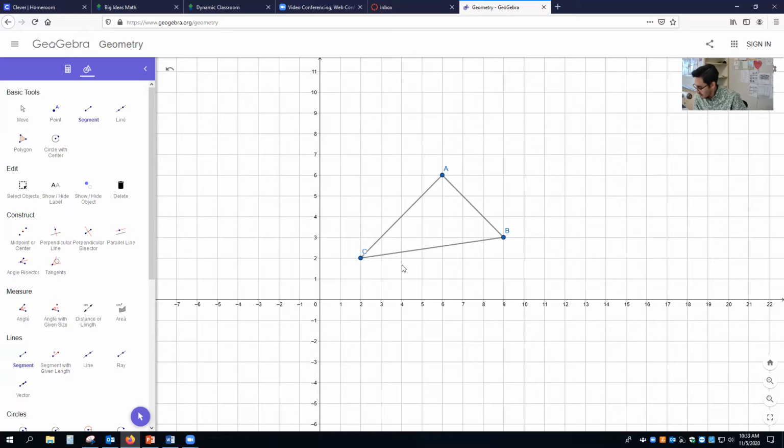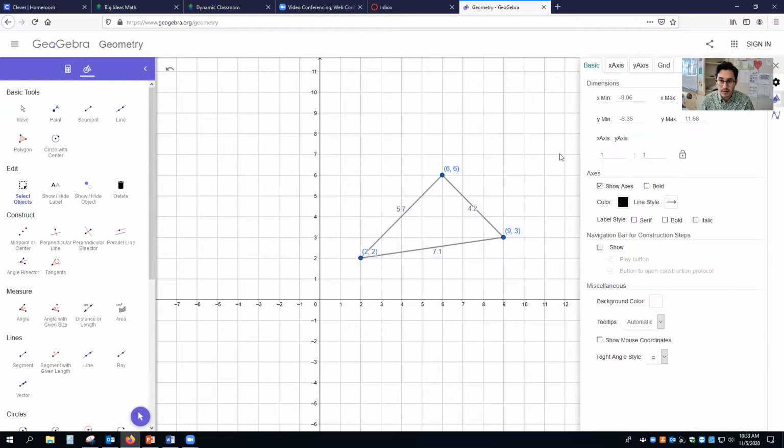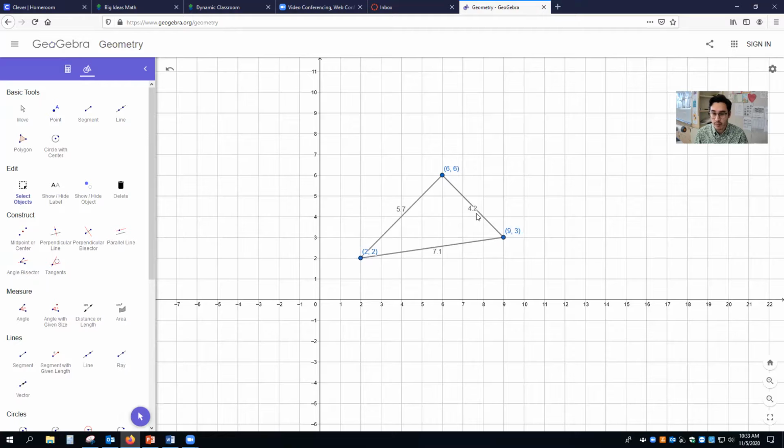Okay. All right, so the directions said classify this triangle by its sides. So we have a long side, CB, we have a short side, AB, and we have a medium length side, AC. All right, so the three sides are different lengths. In fact, I believe we could verify that using Desmos. Okay, yes, so 7.1 units, 4.2 units, and 5.7 units. So all three sides are different lengths. This is a scalene triangle.